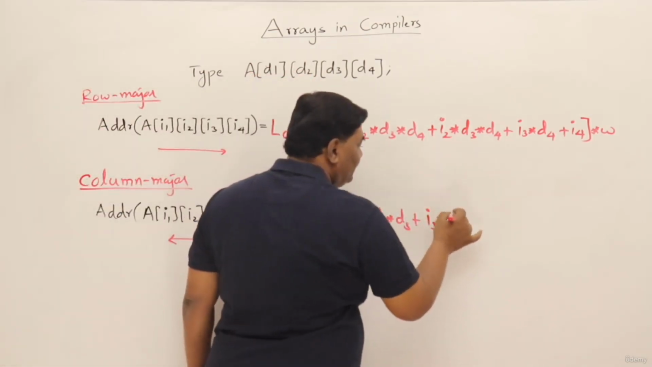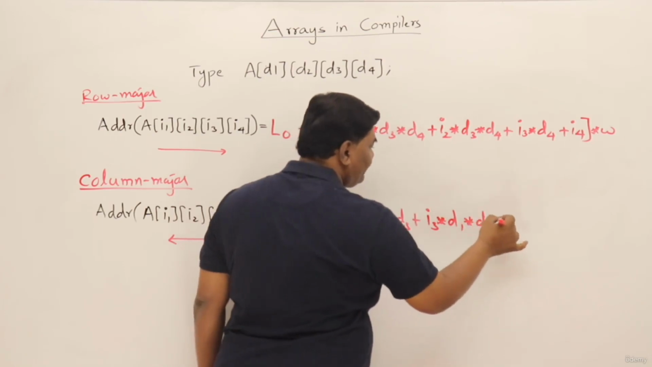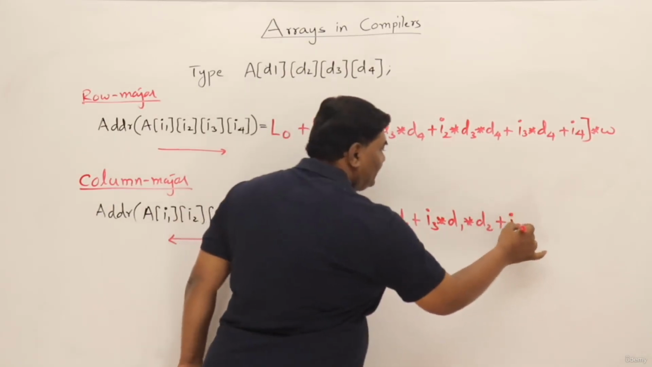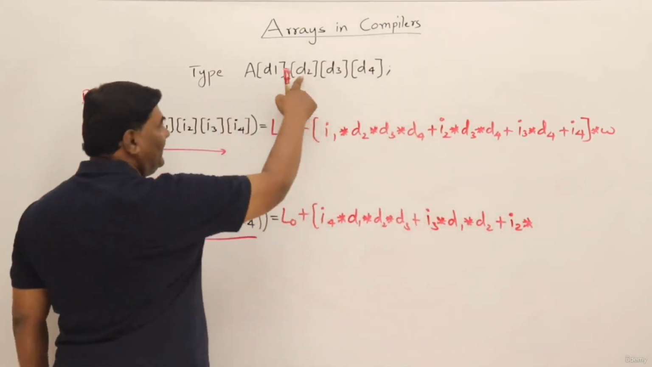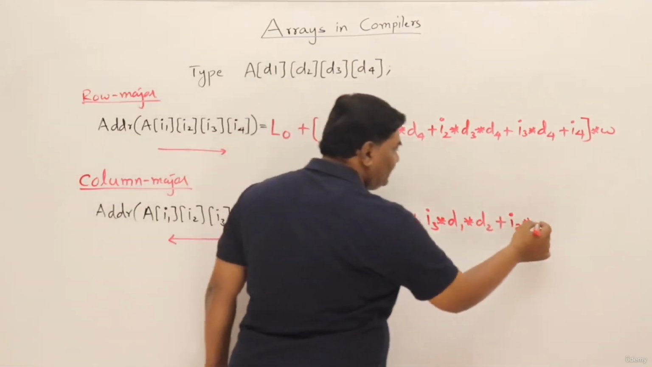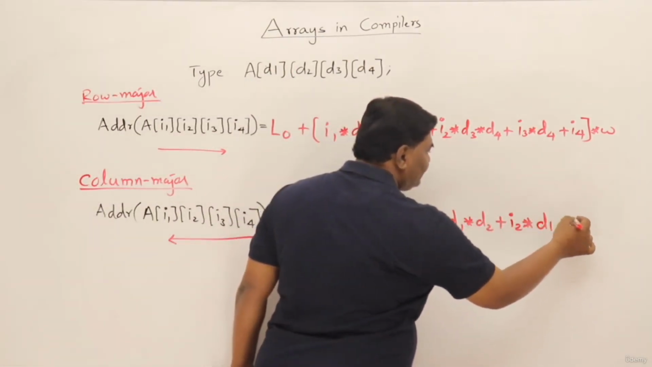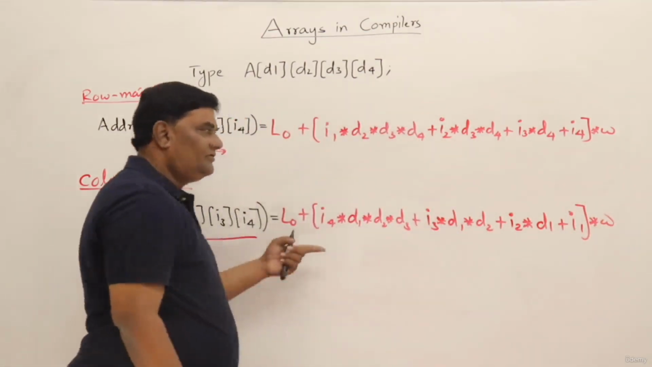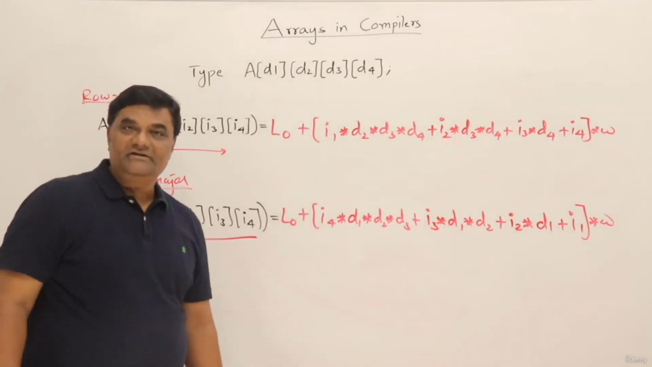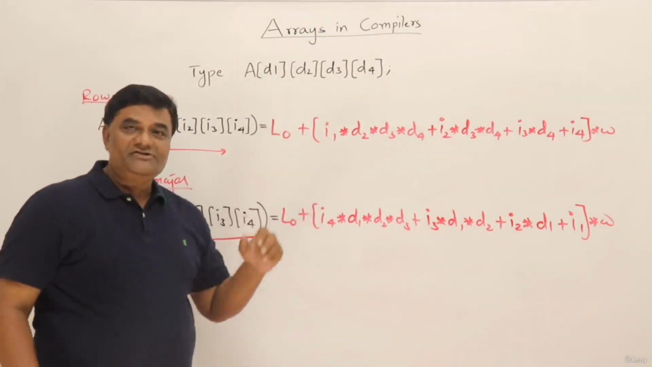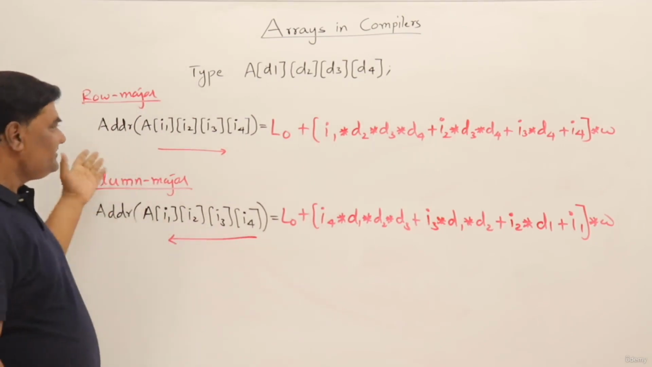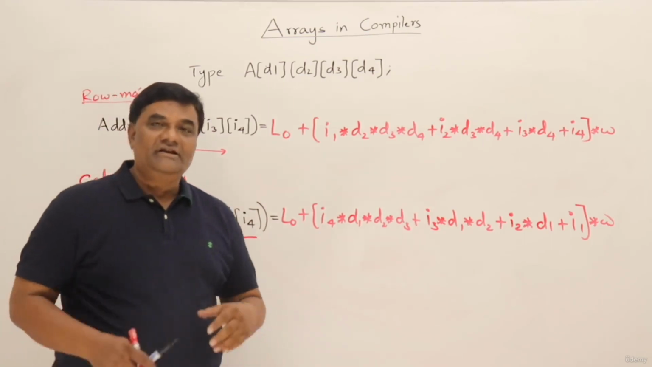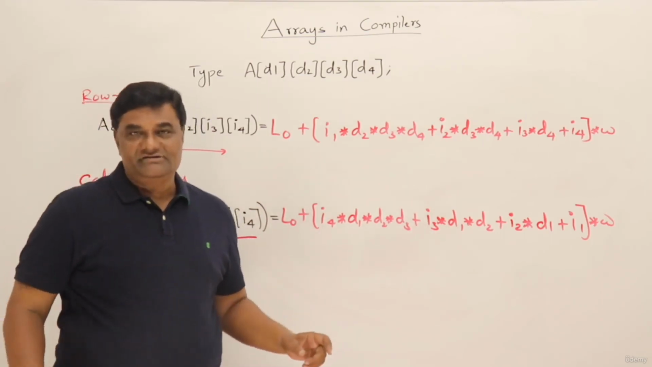So multiplied by D1 and D2, plus I2. I2 multiplied by, go to dimension D2 and take all the dimensions before that. So that is D1, plus I1, multiplied by W. So that's it. This is the approach for preparing the formula. Using 4 dimensions, I have shown you how to write the row measure formula and the column measure formula. Now using the same approach, we can write the formula for any number of dimensions.